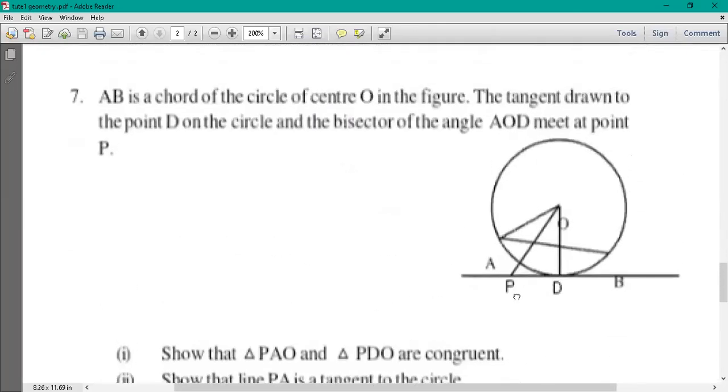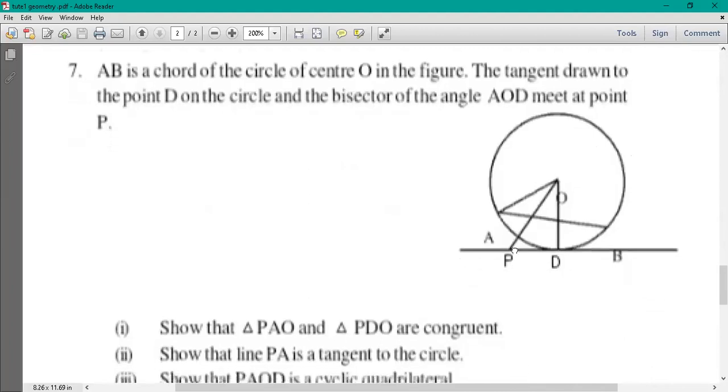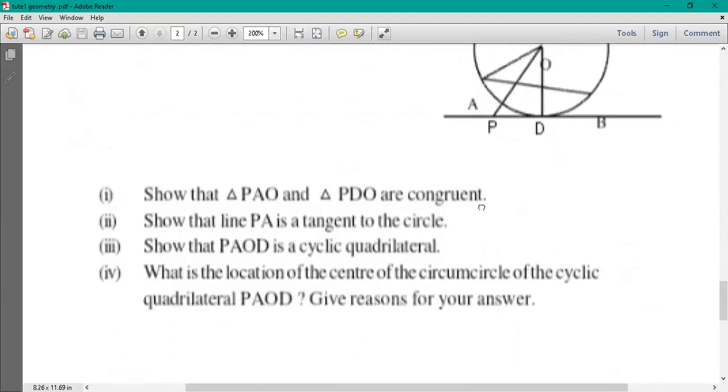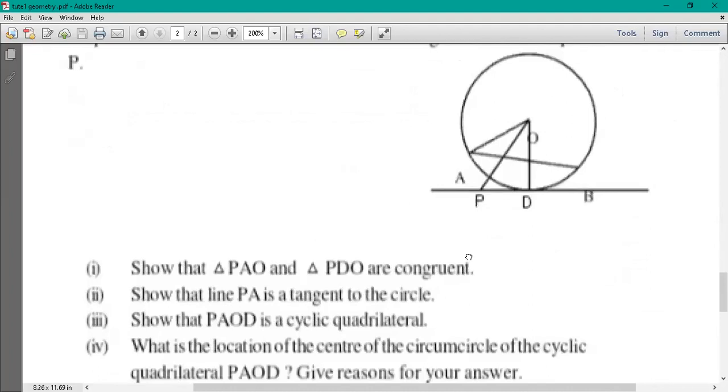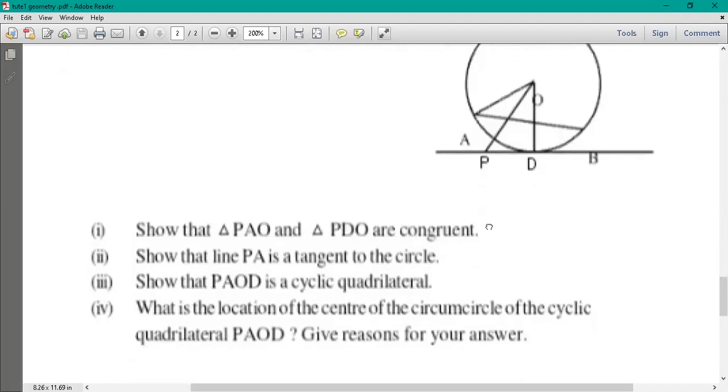AB is the chord of the circle with center O. The tangent drawn at the point D on the circle, and the bisector of the angle AOD meets the tangent at point P. First question, show that PAO and PDO are congruent. Second one, show that AP is a tangent to the circle. Third one, show that POD is a cyclic quadrilateral. Fourth one, what is the location of the center of the circumcircle of the cyclic quadrilateral? Give a reason for your answer.